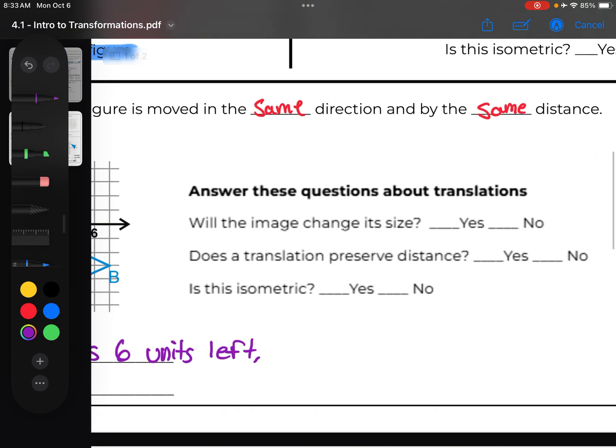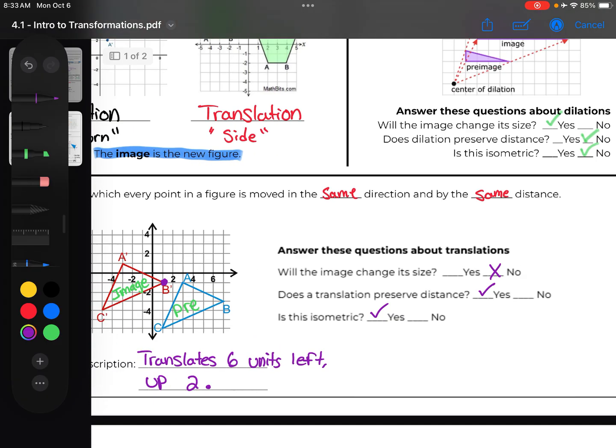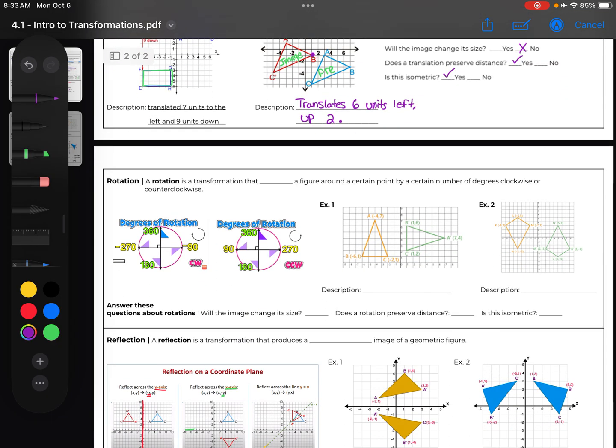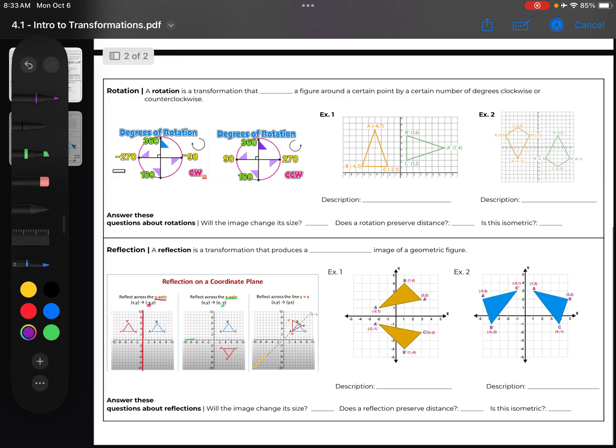So will the image change its size? Absolutely not. It's going to be the same exact size. Does a translation preserve distance? Yes, we saw that. The side lengths are exactly the same. So it is an example of isometry. It is isometric. It's a rigid motion. All of those things mean the same. That's the front page. We're going to go ahead and move on to the back page at this time.